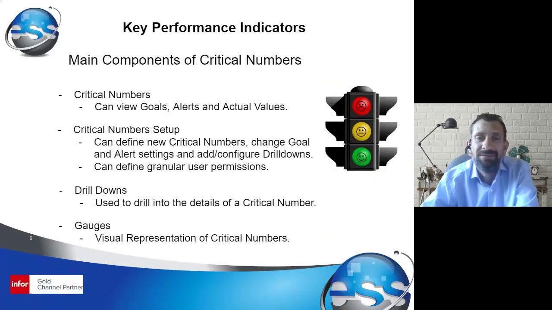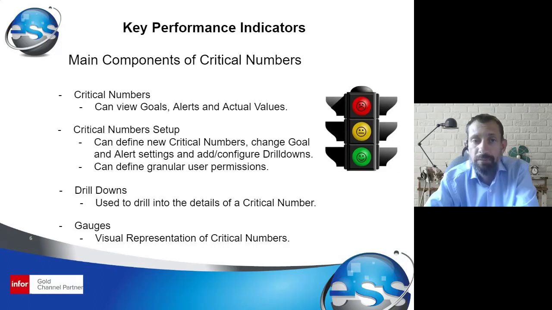So there's actually several components, but there are four main components that I want to talk about in regards to critical numbers. The first one is the critical numbers form itself. So this is where you can view each of your critical numbers within categories, you can see the actual values, and you can see the goals and alerts for each of those numbers as well. And I'm going to show you what that looks like.